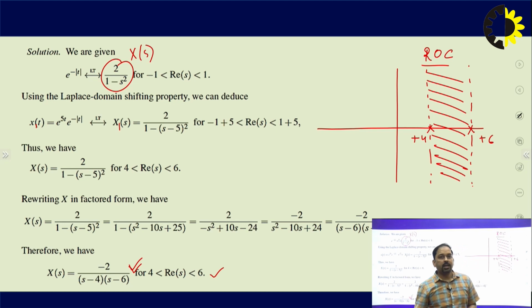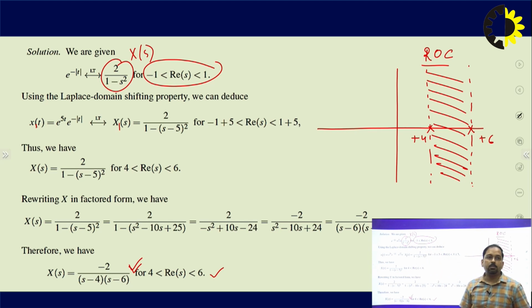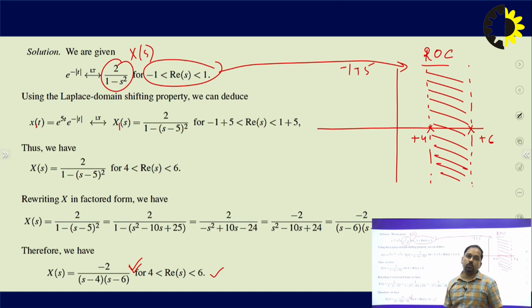So if we recognize that previously the ROC was real part of S greater than minus 1 but less than 1, and now we have real part of S greater than 4 and less than 6. So what is the relationship? It means we have added 5, which is S naught, the real part of which is also 5. So we are adding 5 on both sides. So accordingly the new ROC will be minus 1 plus 5 and 1 plus 5, so that has to be between 4 and 6. So this is the second type of problem we have seen.